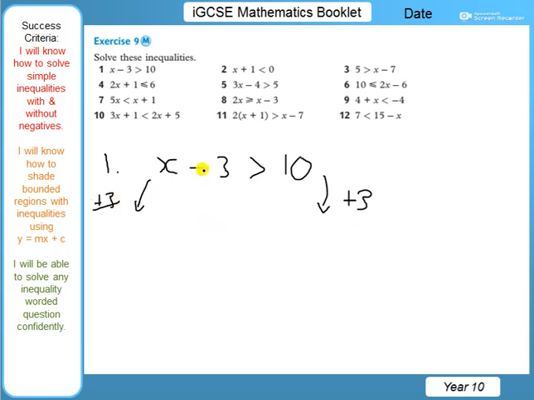Therefore, the plus 3 cancels with the minus 3. We're left with x is greater than 10 plus 3. That then gives us 13. So, have a go at those questions. Again, pause the video, take about 10 minutes to have a go at those questions, and then we'll go on to the next slide.